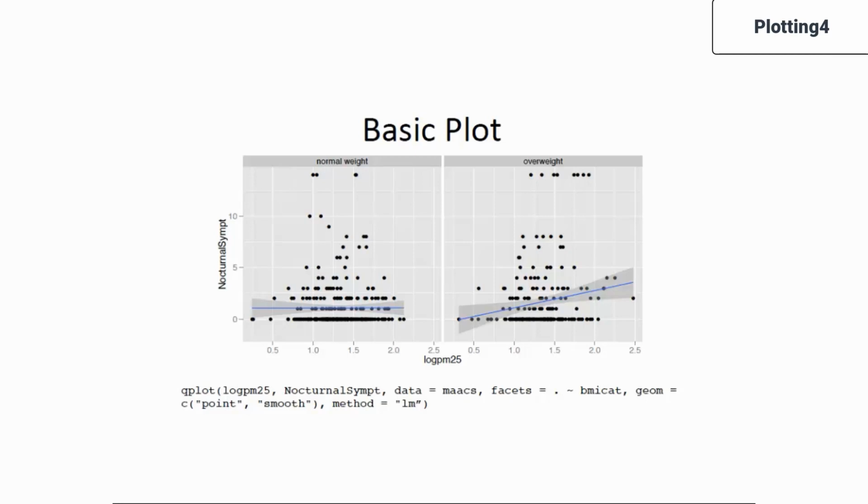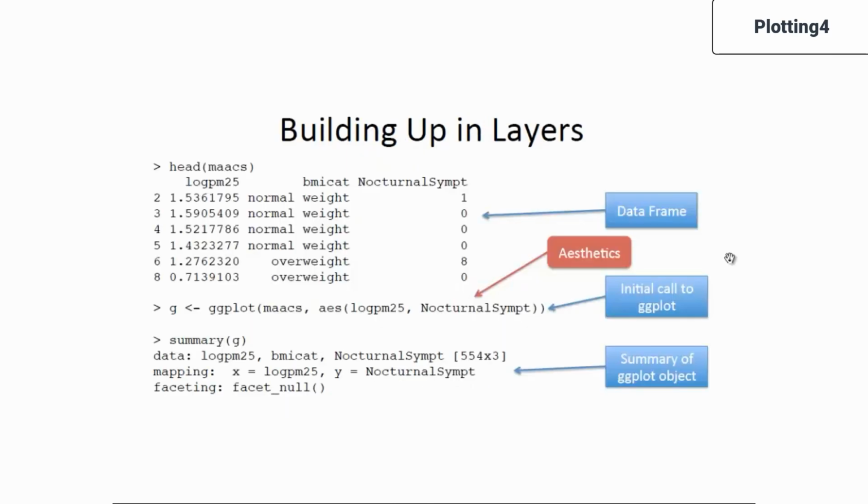So qplot, when you run this, facets equal to BMI cat, geom equal to c of point comma smooth. We are running a point and a smooth, and method is equal to logarithmic model. So this is the basic plot that you get. I'm trying to map normal weight with nocturnal symptoms and overweight. As you can see, the nocturnal symptoms are more for the overweight category, which is indicated from the data. So this is how we constructed the basic plot using ggplot.